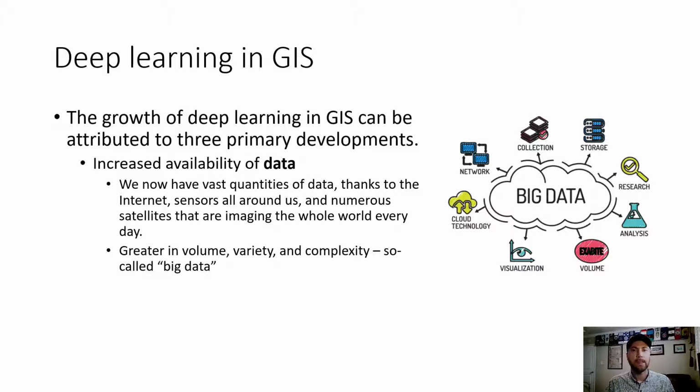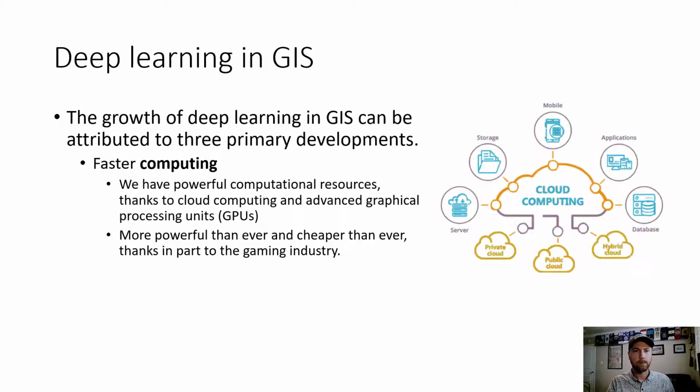So we now have vast quantities of data thanks to the internet, sensors all around us, cell phones, satellites, drones, etc., and numerous, obviously, remote sensing satellites like Landsats 1 through 9, the European Space Agency array, and so on and so forth. So greater volume, variety, and complexity. This is all so-called big data. You've probably heard the term big data before. That big data needs to be processed somehow, and not just with old traditional methods.